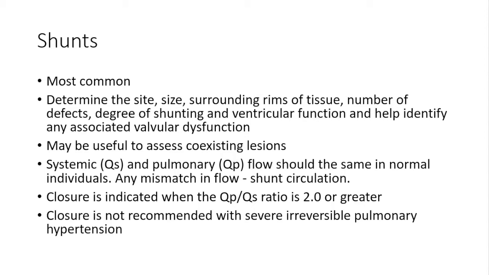In normal individuals, the systemic QS and pulmonary QP flow should be the same. Any mismatch in flow usually suggests a shunt circulation. So a ratio of QP by QS of 2 or more than 2 suggests that the patient should go in for closure of the shunt. However, closure is not recommended if the patient already has severe irreversible pulmonary hypertension.